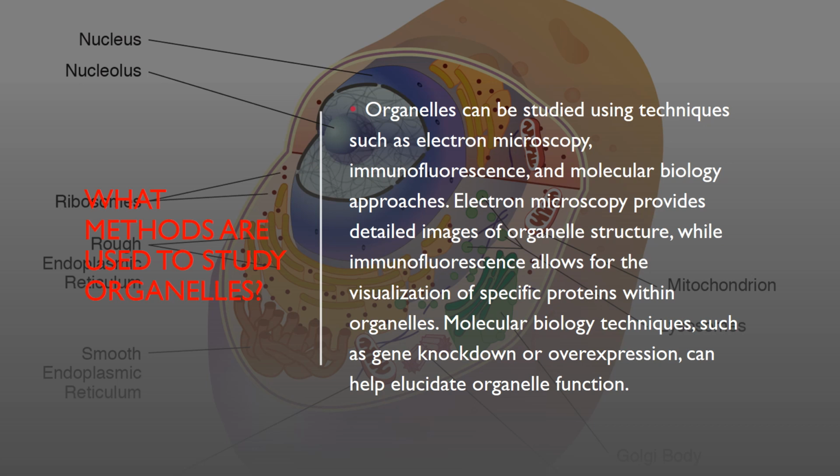What methods are used to study organelles? Organelles can be studied using techniques such as electron microscopy, immunofluorescence, and molecular biology approaches. Electron microscopy provides detailed images of organelle structure, while immunofluorescence allows for the visualization of specific proteins within organelles. Molecular biology techniques such as gene knockdown or overexpression can help elucidate organelle function.